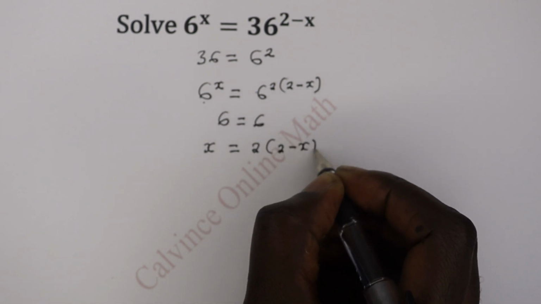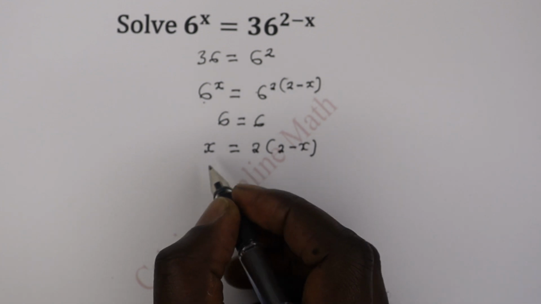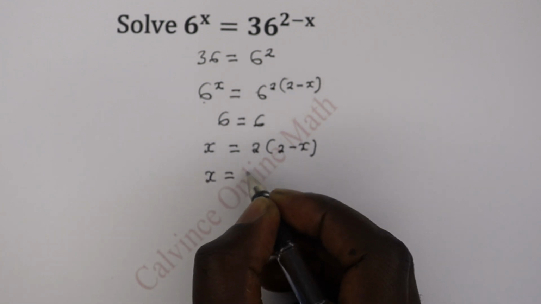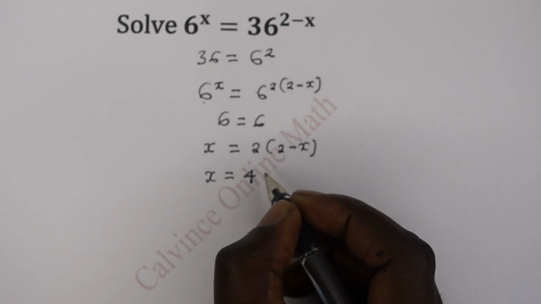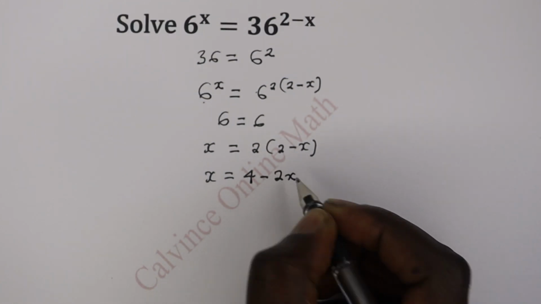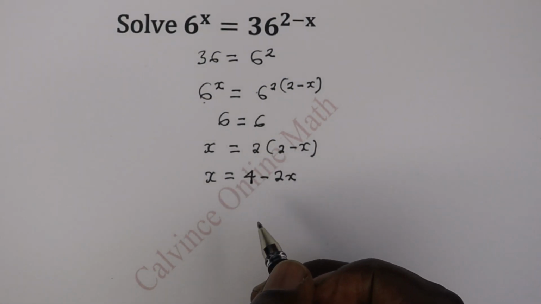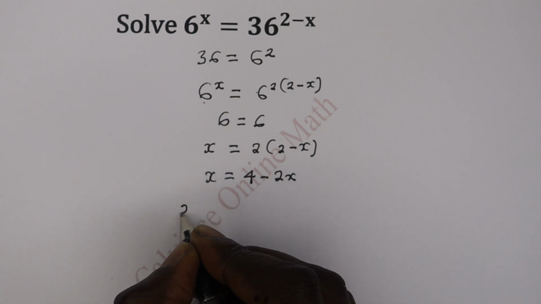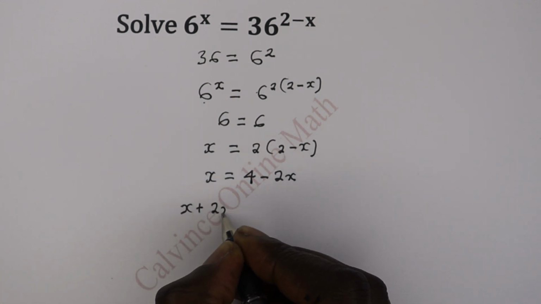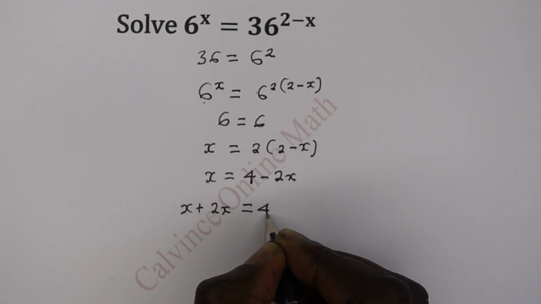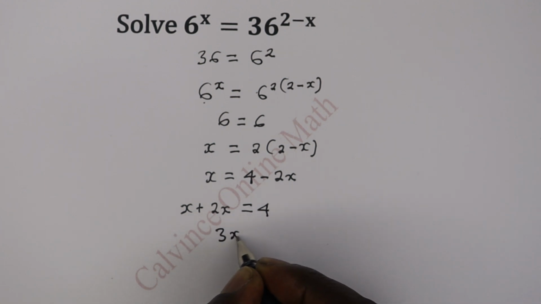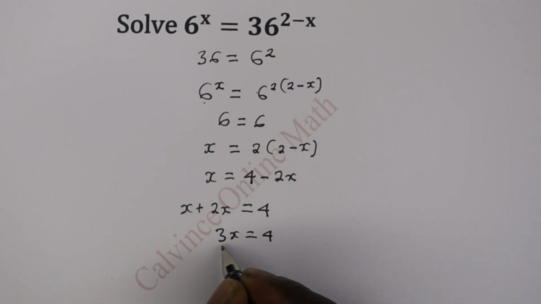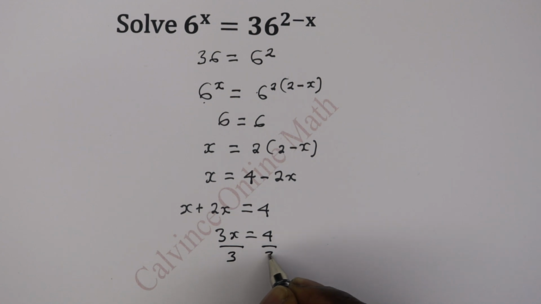(2 minus x). So we can manipulate this so that we have x is equal to 2 times 2, that is 4 minus 2x. Then we bring the negative 2x to the left-hand side, that is x plus 2x is equal to 4. So that 3x is equal to 4. Then we divide both sides by 3, so that we have x is equal to 4 over 3.